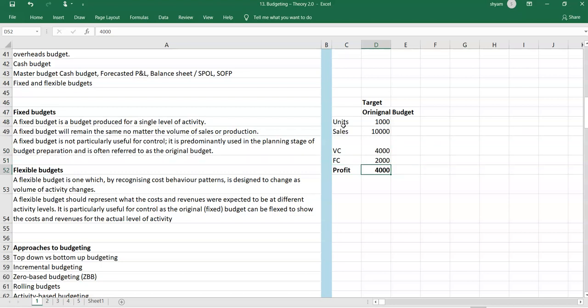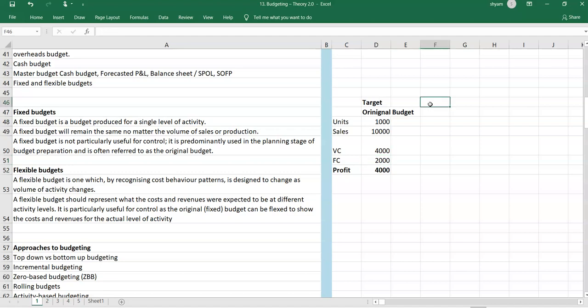So the target is that the sales manager has to go and achieve 10,000 worth of sales, and the maximum cost of production should be only 4,000 and 2,000 fixed cost. Only when you give a target like this will people achieve the intended target. But the problem with a fixed budget is it's always fixed. It's a target, so targets cannot keep on shifting. You should have one single target for a particular period.